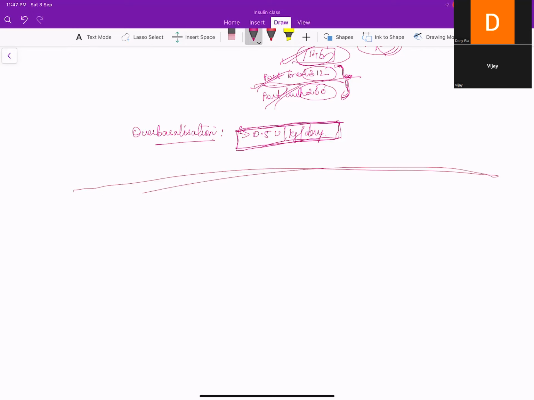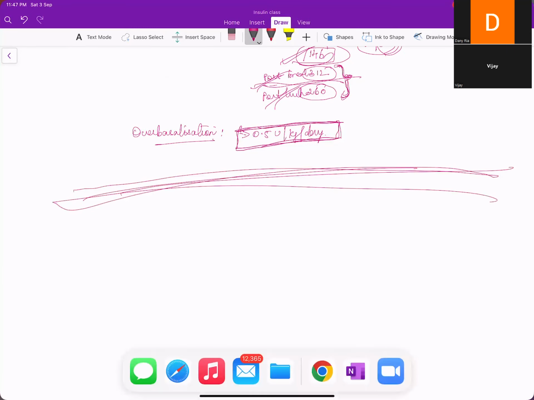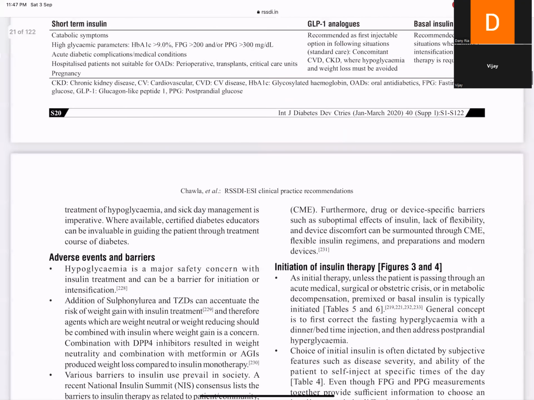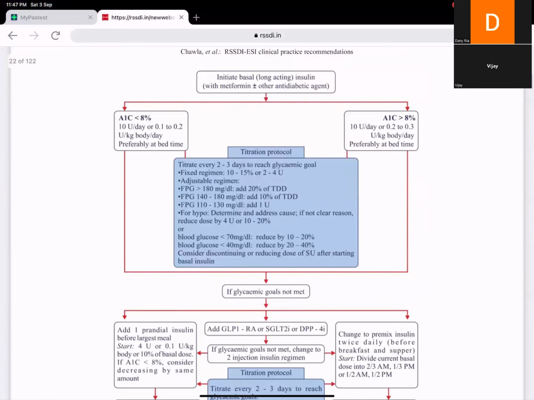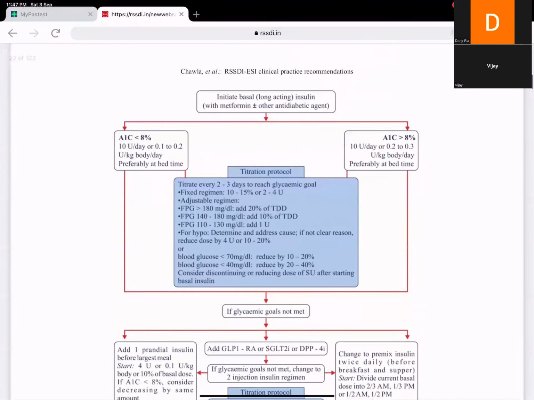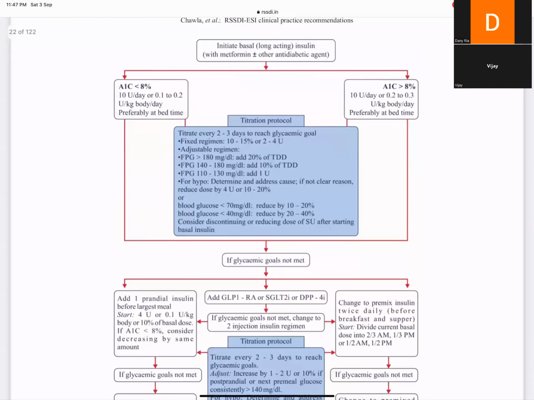Okay, then we'll do one thing. I'll show you the protocols. You are seeing it, right, able to see? Okay, we'll go through this protocol once. Then I'll tell you the special situation.